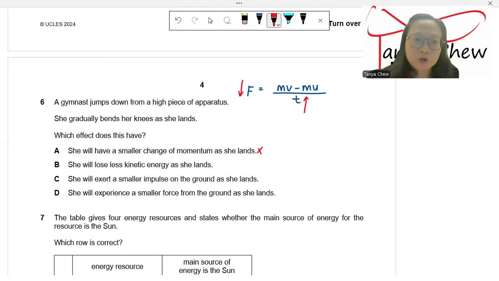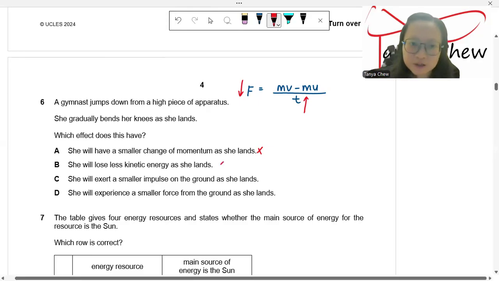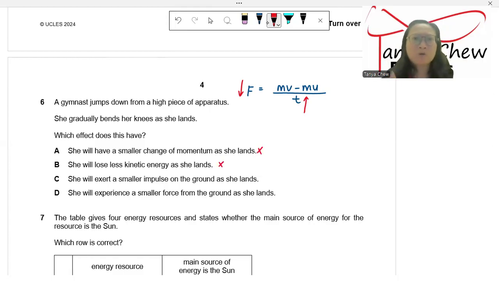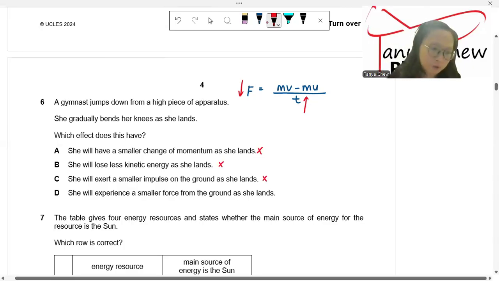Now, B, she loses less kinetic energy as she lands. Kinetic energy depends on her speed. In this case, her speed is the same, so this is not possible. C, she will exert a smaller impulse on the ground. Impulse is the change in momentum. Since the mass and the speed are constant, the change in momentum will be constant as well. So this is not possible.